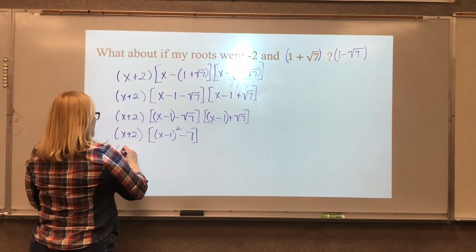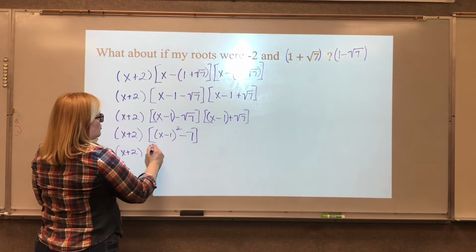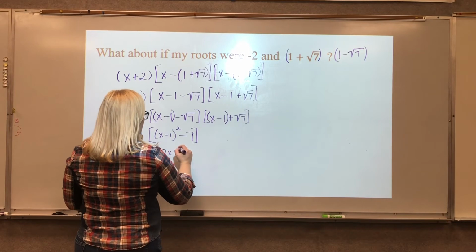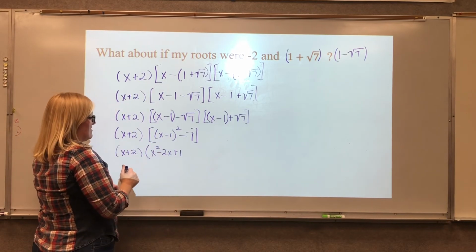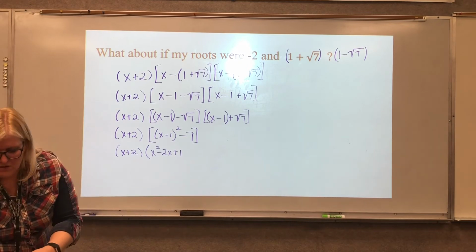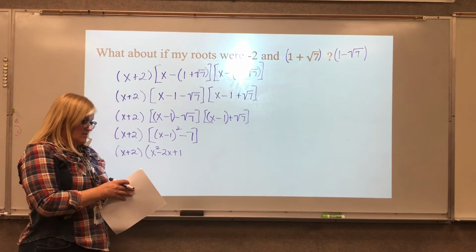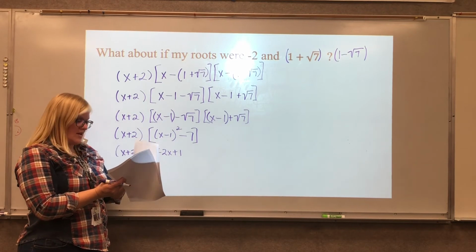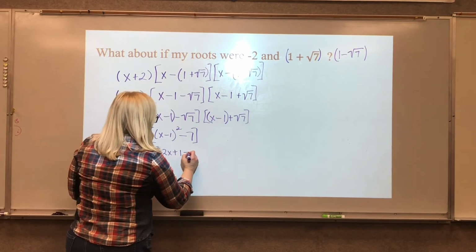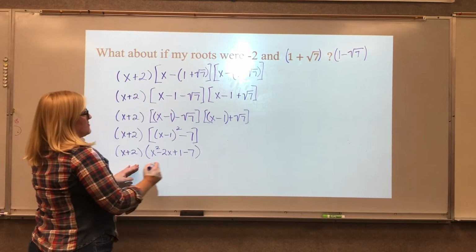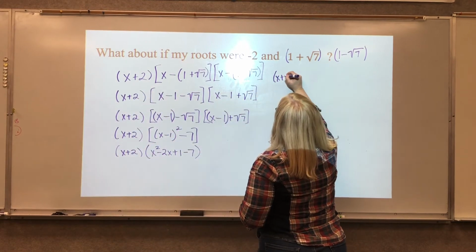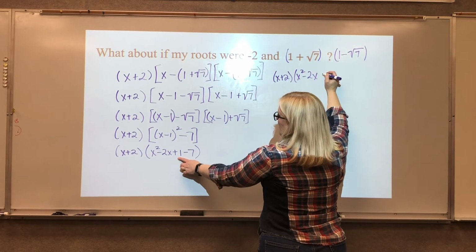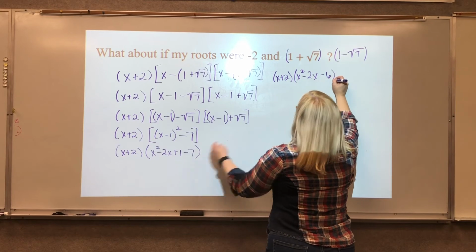Okay? Now, we just need to multiply this out. So we have x squared minus 2x plus 1, right? Sorry, I've done this all day and my brain's a little fried, so I'm just going to make sure that I have this right. X squared minus 2x plus 1, yep. Minus 7. This now becomes, I'm going to come over here, x plus 2 times x squared minus 2x, okay, combine these terms, minus 6.